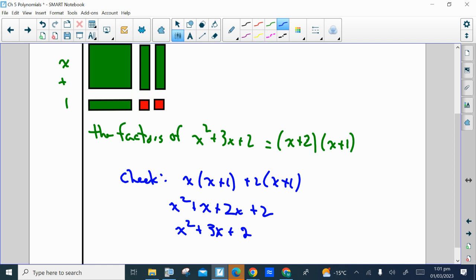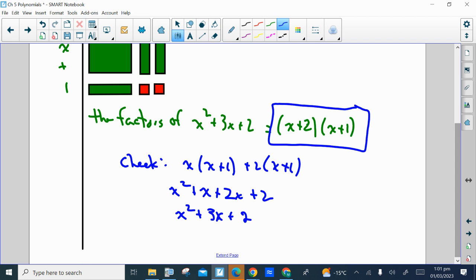So our factors are correct. Remember, factors are finding things that multiply together to get what you start with, and that's what we did. We multiplied x plus 2 and x plus 1 together. It gave us what we started with. So we have just confirmed that these are the correct factors. We just checked them. And we did it by using algebra tiles. Again, I'm going to show you also how to do it without algebra tiles, how to do it algebraically. But algebra tiles work as well. Okay?